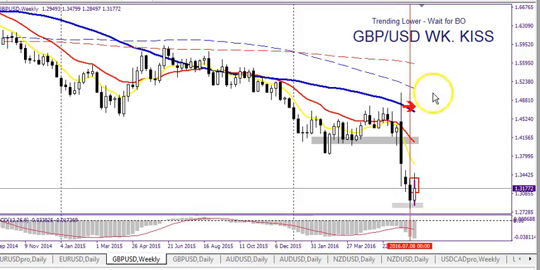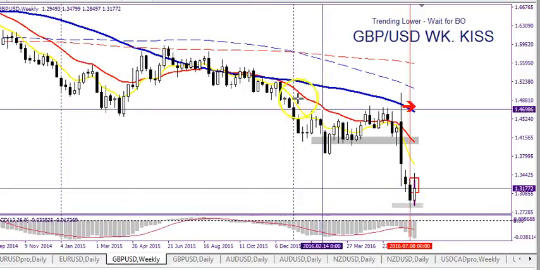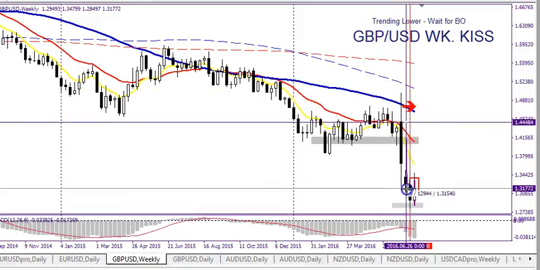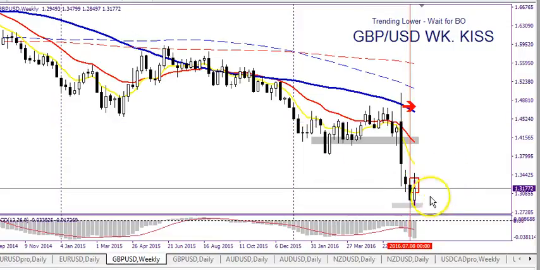Okay, our next pair is the British Pound USD weekly. You can see that right here. Overall, we are trending lower. However, what we want to do is wait and have some caution on this pair. As you can see, because of the Brexit vote, price went down quite a ways. On the weekly chart here, in total, it first went up and then down, 1,530 pips or so.